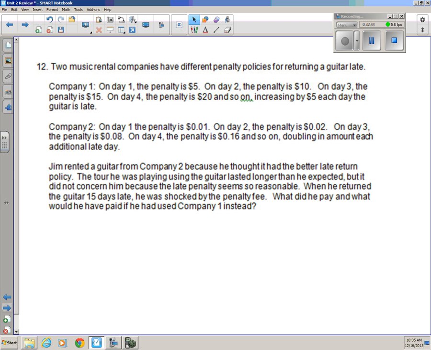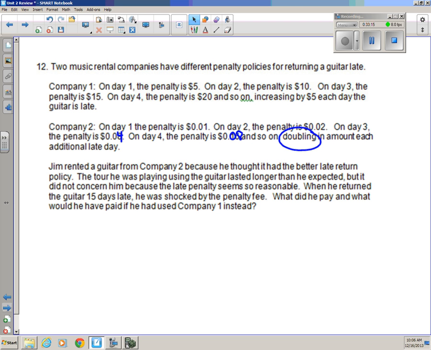Company 2, on day 1, the penalty is a penny. On day 2, the penalty is 2 cents. On day 3, it ends up being, this should actually be 4 cents. So this should really be 4 cents. And this should really be, on day 4, the penalty is 8 cents, and so on. So the idea of what's happening here is we're doubling. So there's a typo. We got to fix that. So day 1 is a penny, day 2 is 2, day 3 is 4, day 4 is 8. And so I'm doubling each amount for every additional day that it's late.